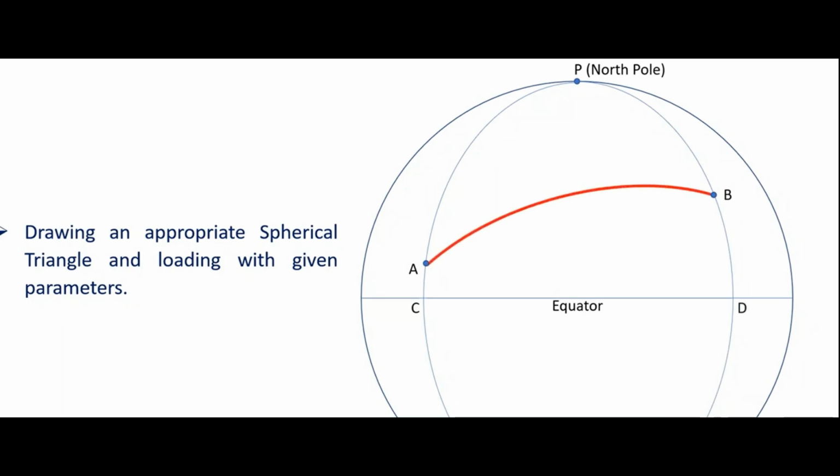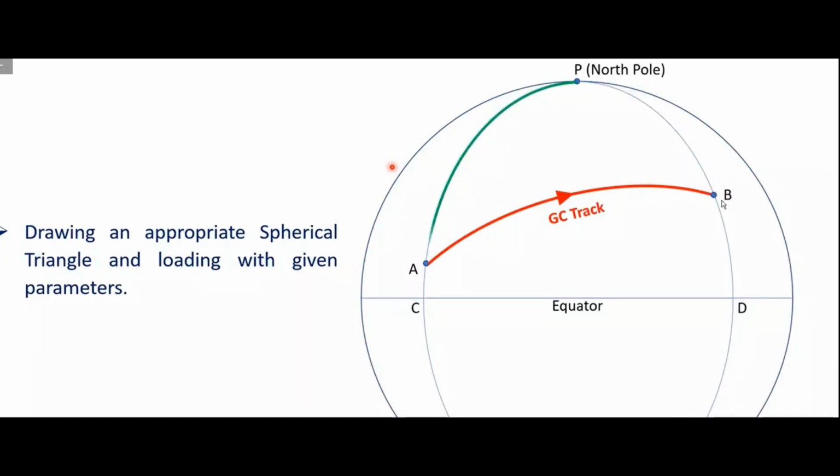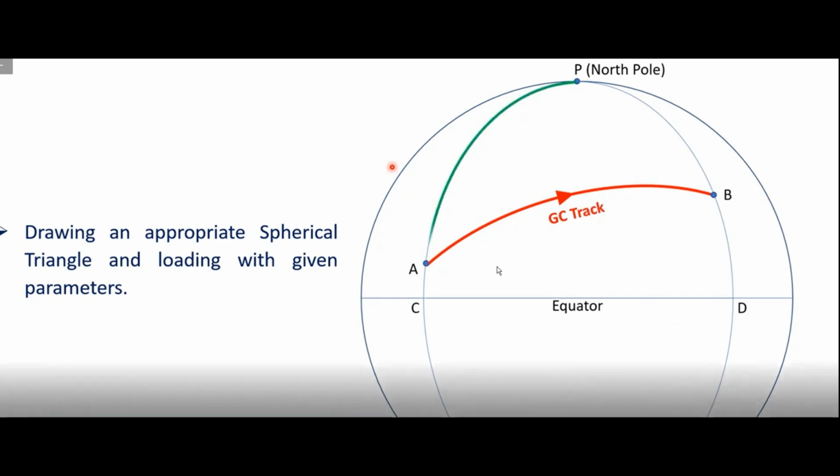Now this is the arc of great circle which passes through A and B. Now we have the spherical triangle which is formed by PAB. This is the spherical triangle of interest to us. Now in this case, this is the GC track from A to B. Okay, so is this triangle clear, beta? PAB, Papa Alpha Bravo triangle on the surface of Earth? Yes, sir.